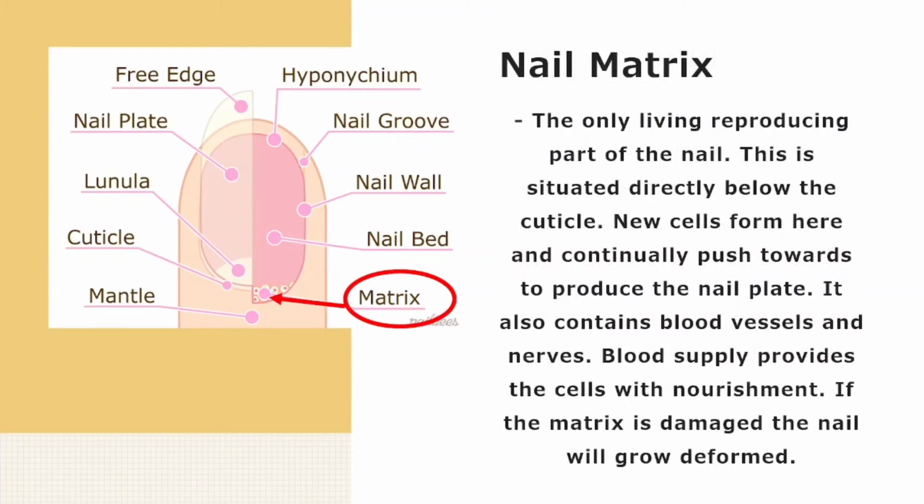Nail matrix, the only living reproducing part of the nail. This is situated directly below the cuticle. New cells form here and continually push forward to produce the nail plate. It also contains blood vessels and nerves. Blood supply provides the cells with nourishment. If the matrix is damaged, the nail will grow deformed.